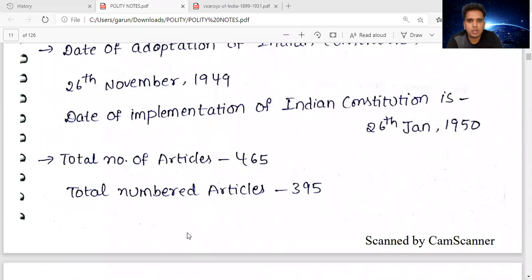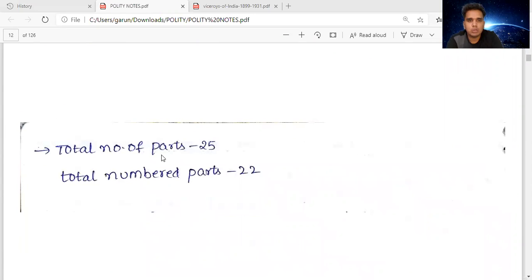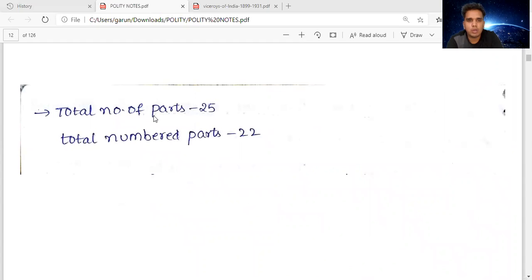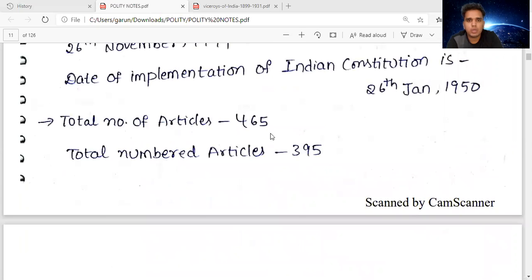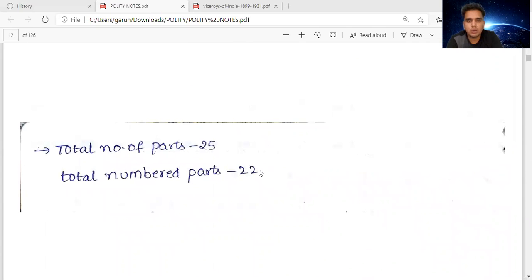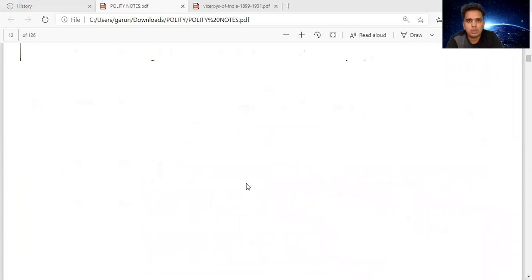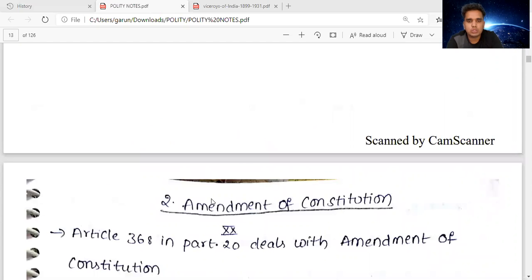Numbered means written. Those who are in at present also. So total number of parts was 25, and now 22. After amendment, our number of parts is now 22. Originally it was 25. Okay. Originally की बात करते हुए हम देखते हैं कि originally we were having 465 articles. Now we are having 395. Okay. Articles 395. And parts 25, and now it is 22. Okay, so we will do amendment of constitution from tomorrow.